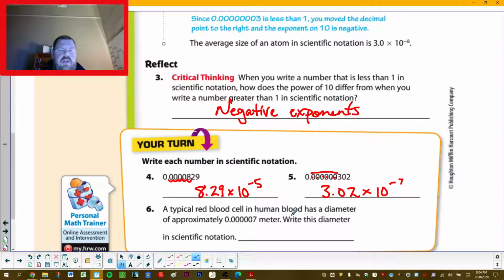A typical red blood cell in human blood has a diameter of approximately a very small amount of meters. Write this diameter in scientific notation. We can go and count the spaces. 1, 2, 3, 4, 5, 6 times. So 7, or you could write 7.0, I'm okay either way, times 10 to the negative 6.